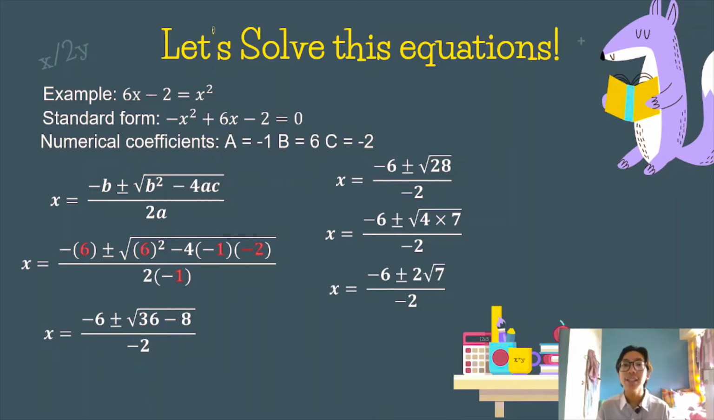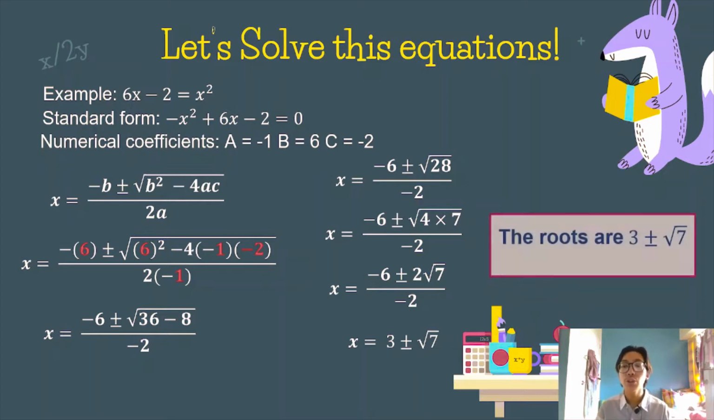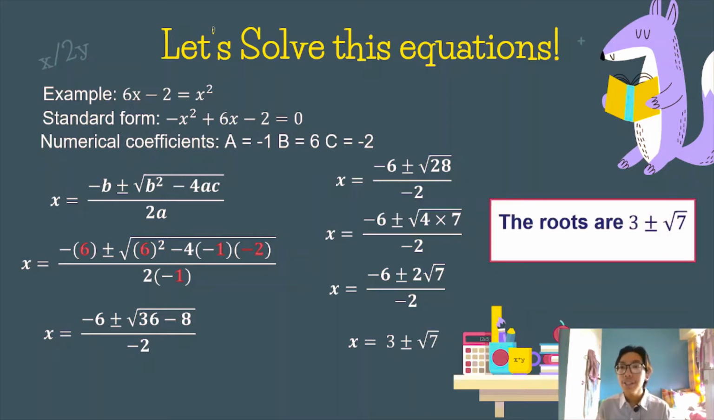So it will become x is equal to negative 6, plus or minus 2 square root of 7, all over negative 2. Then just simplify the expression, which is negative 6 divided by negative 2, it is positive 3. Then negative 2 divided by negative 2 is of course 1. You don't need to write that, and just rewrite the square root of 7. So the roots are 3, plus or minus the square root of 7.